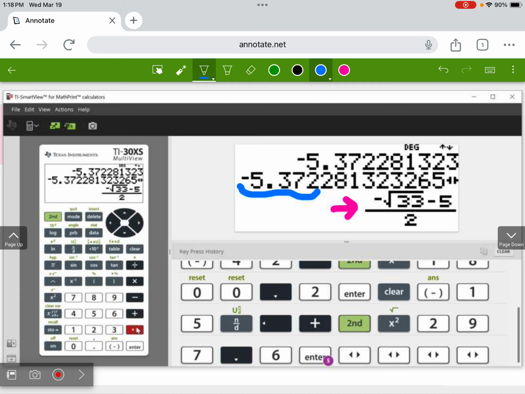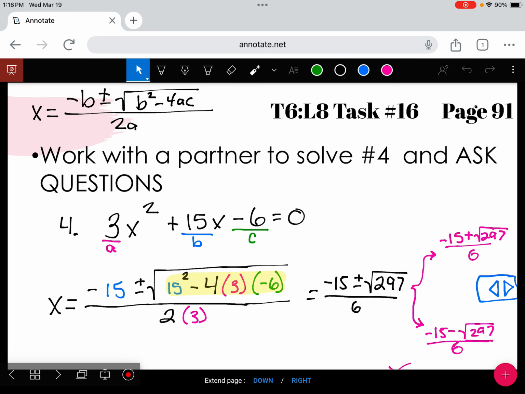So we have lots of options when it comes to solving. We can do factoring stuff. We can do quadratic formula stuff. We can use our square roots. We have lots of options when it comes to solving stuff.